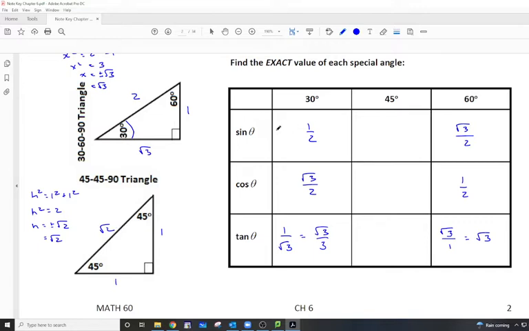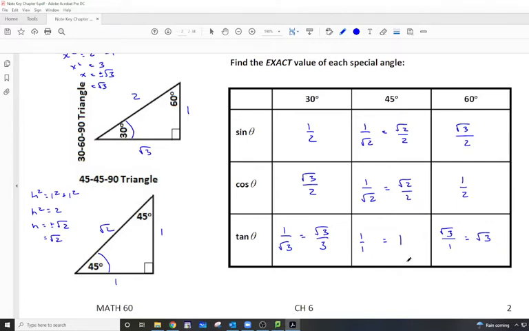So now if I wanted to find the sine of 45 degrees, it doesn't matter which angle you're looking at. It's opposite over hypotenuse, or 1 over root 2, which is the same as root 2 over 2. And then cos is the same thing, because the adjacent and the opposite are the same. It's also 1 over root 2, or root 2 over 2. And then tan is opposite over adjacent, which is 1 over 1, or just 1.